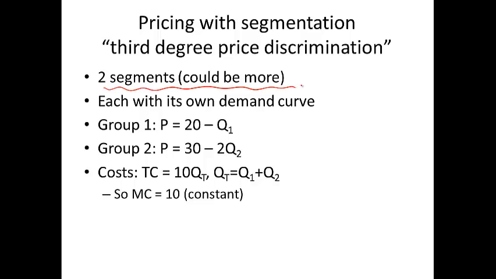So the idea here is we have 2 segments, each with its own demand curve. Segment 1, or group 1, has the demand curve P equals 20 minus Q1. Group 2 has the demand curve P equals 30 minus 2 times Q2. Total costs, well, we'll keep the cost structure pretty simple. It doesn't have to be this simple, but this is what we'll do. Total costs equal just 10 times QT, where QT is Q1 plus Q2. So you can see that marginal cost is 10, just because total costs go up by 10 every time quantity goes up by 1.